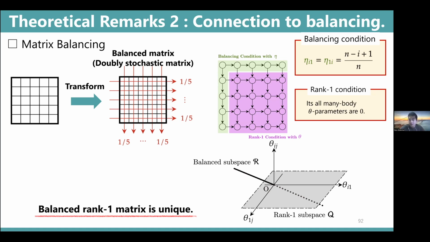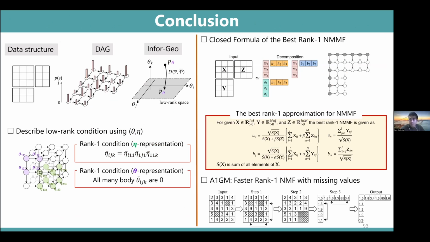Okay, this covers the remarks, and just allow me to conclude. We captured the data structure using a DAG, made a mapping from data to probability, and actualized the projection theory of information geometry. As a result, we propose a faster method for Tucker rank reduction and rank 1 NMF with missing values. Thank you.